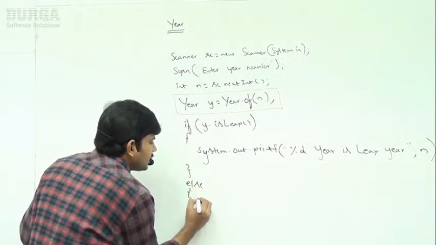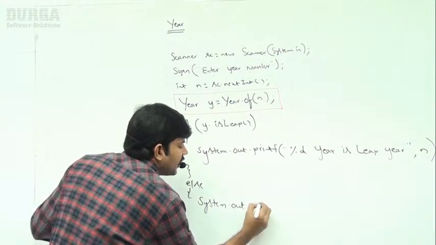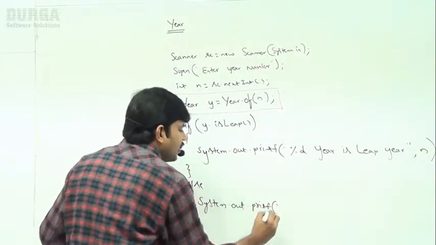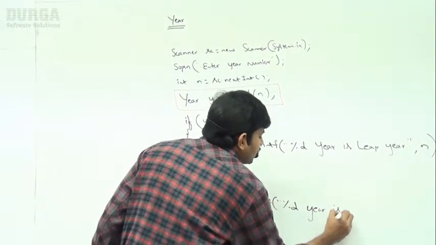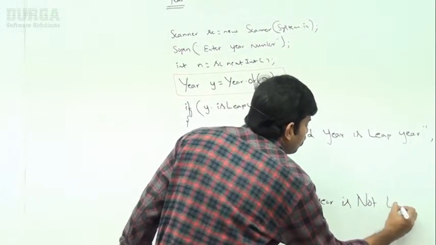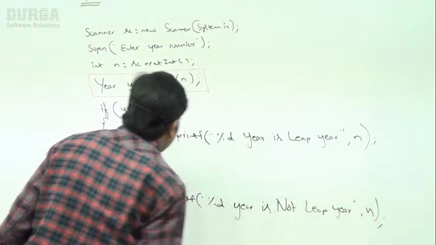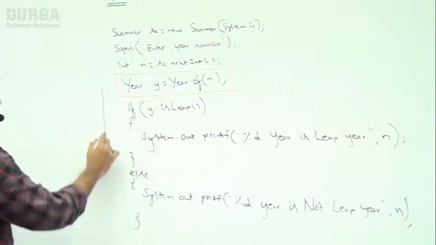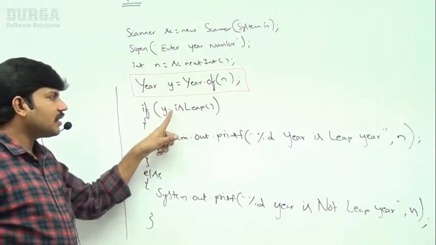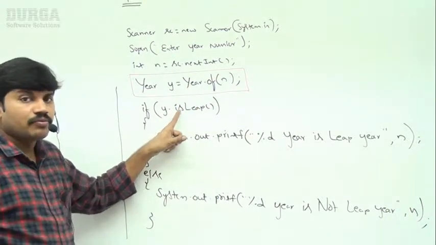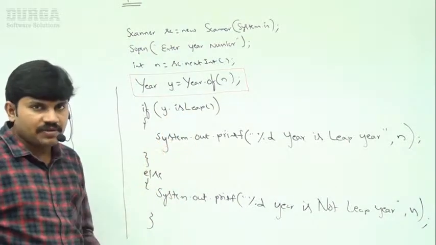Else, System.out.printf("%d year is not leap year", n). Percentage d year is not leap year. Like this I'm asking. So it's very clear, sir, how to create a Year object. On that Year object, which method can you call? Which method did I use, right? isLeap is the method I call.